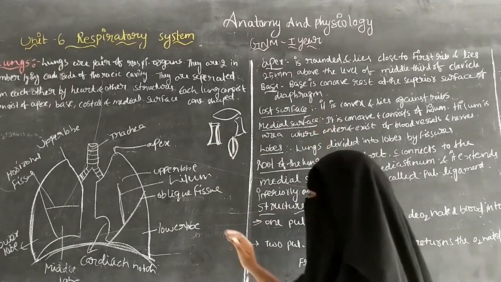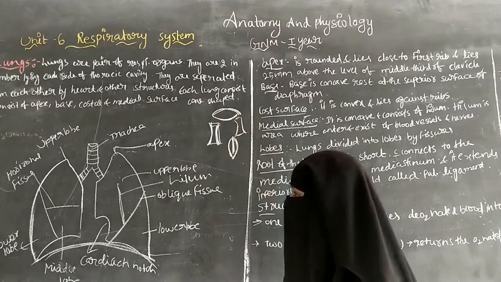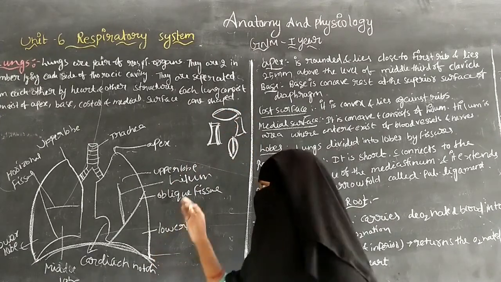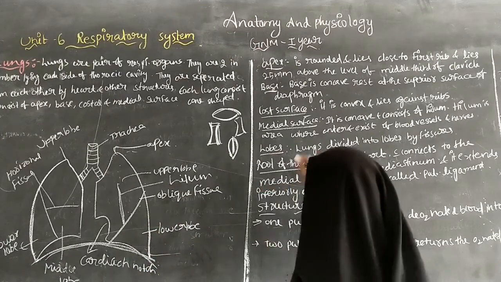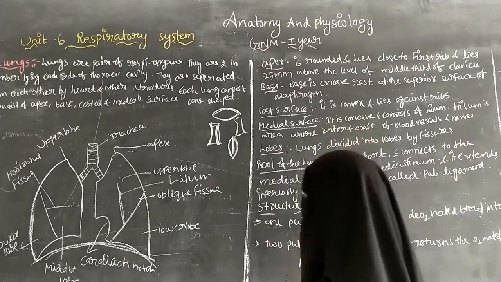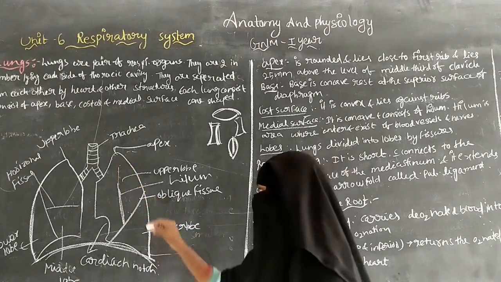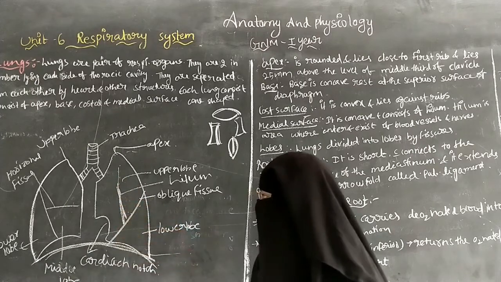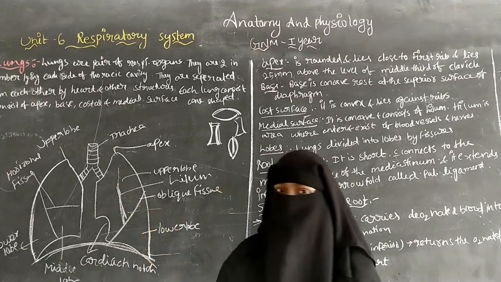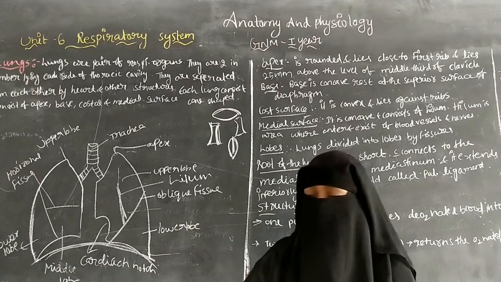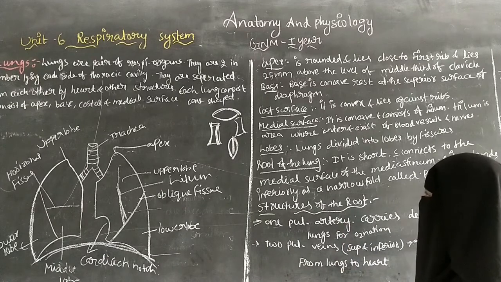And the next one is the costal surface. The costal surface is convex, and it lies against the ribs, while the medial surface is concave. The medial surface consists of the hilum, and through this hilum the blood vessels and nerves enter and exit. So it is called the medial surface.